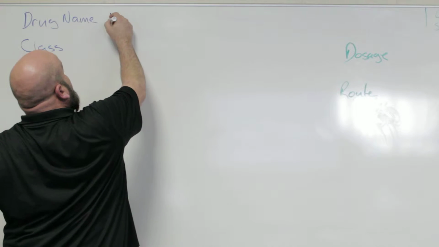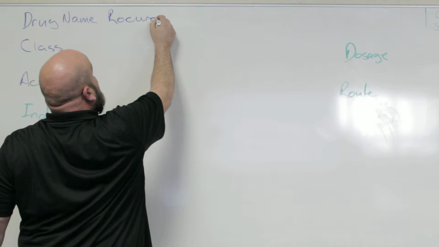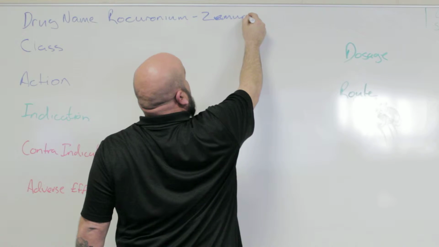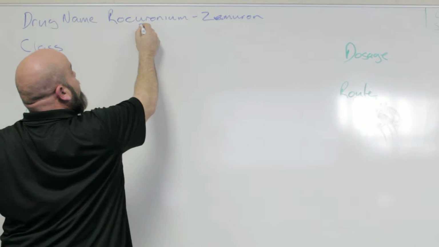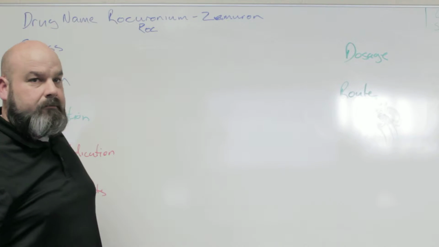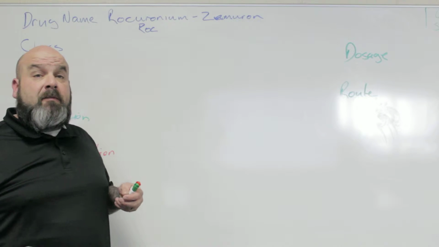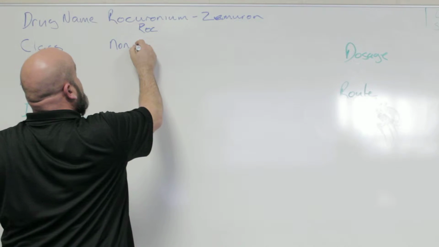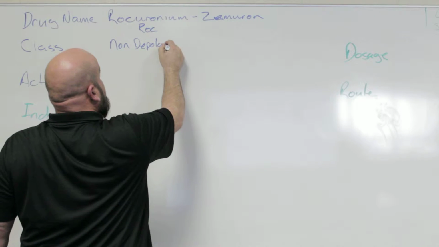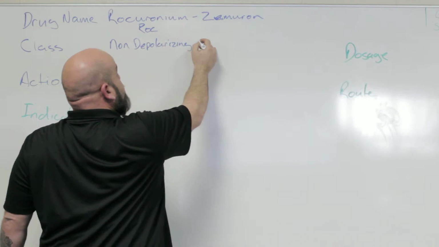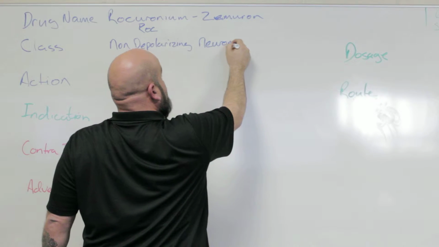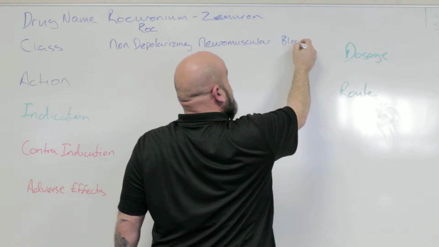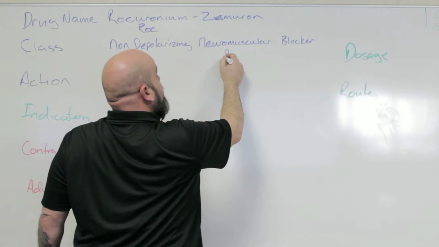Next up, Rocuronium, or Zemuron. Also goes by just Rock. Again, this is a non-depolarizing neuromuscular blocker, or paralytic.